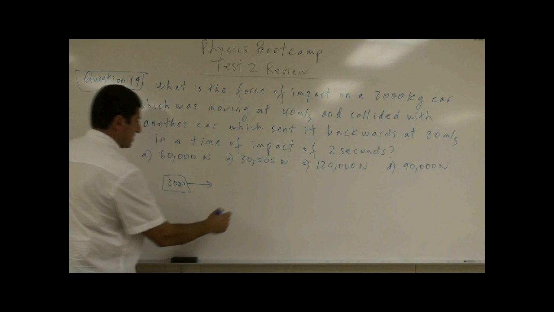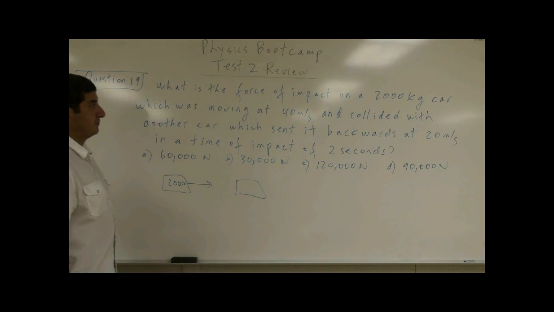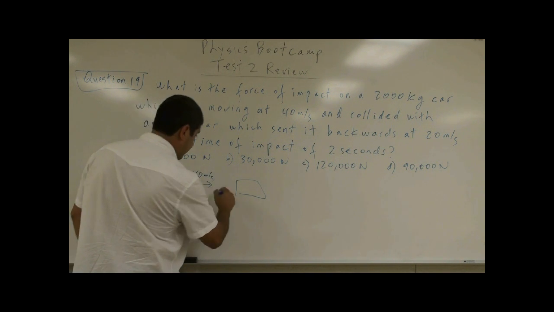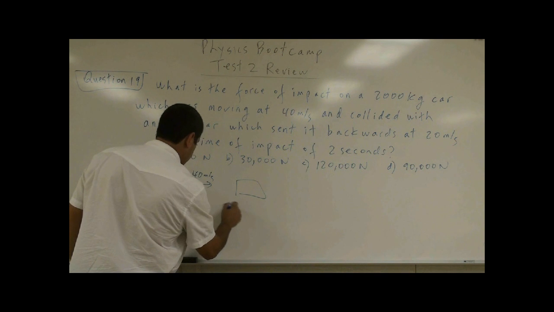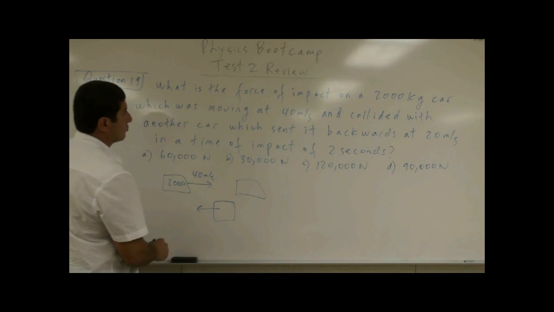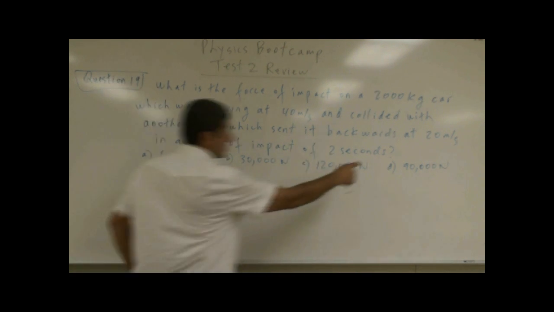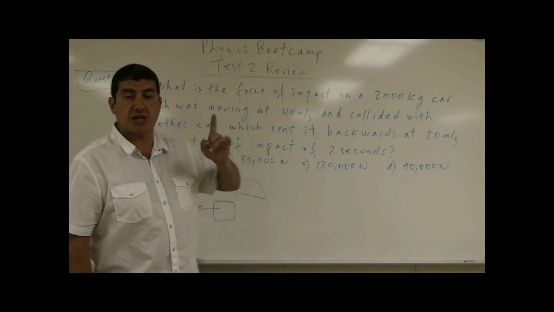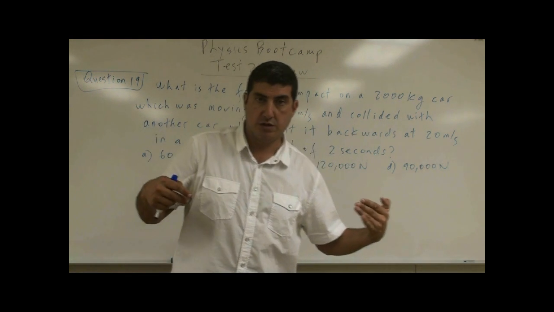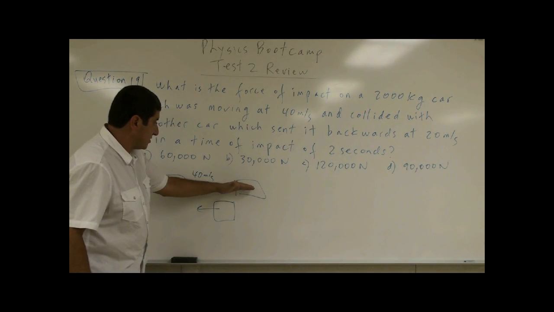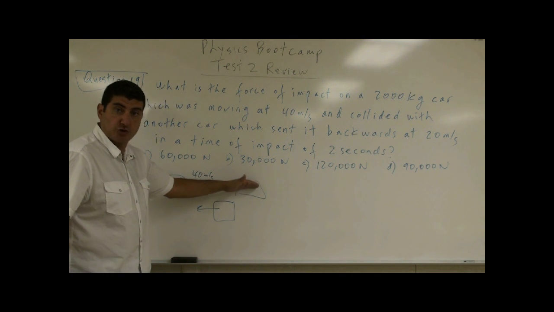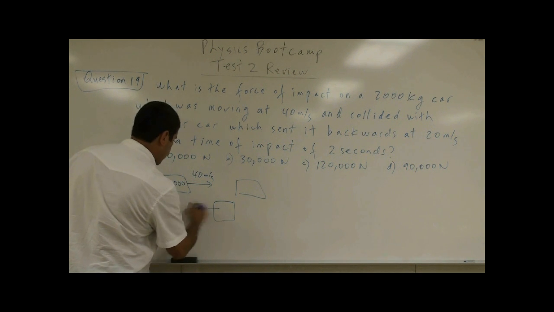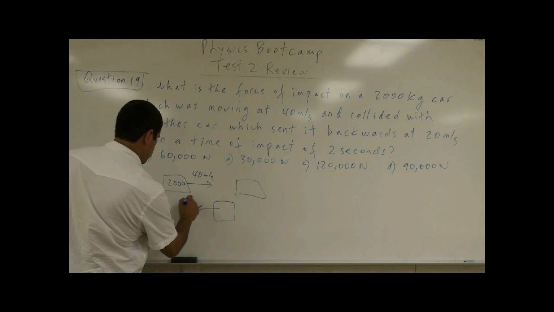This is a 2,000 kilogram car. It is coming, hits another car, and its initial speed is 40 meters per second. After impact with the other car, this car goes backwards at 20 meters per second, right? So here you have to make sure you take into account the direction of motion. When this car hits the other car, not only is it eventually slowing down and stopping, but it's also reversing direction. So the car is actually going backwards.